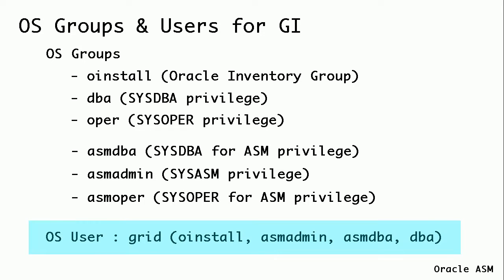Operating system user grid should be used to install Oracle Grid Infrastructure software. Grid user will own and run Oracle Clusterware and Oracle ASM. Note that some components of Oracle Clusterware will run with root user privileges. Install group should be assigned as primary group for grid user. ASM admin, ASM DBA, and DBA groups should be assigned as secondary groups for grid user.